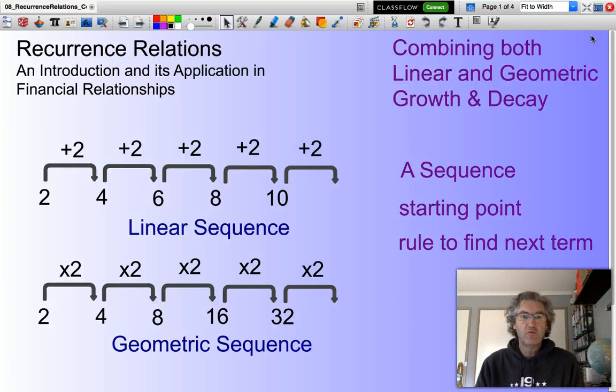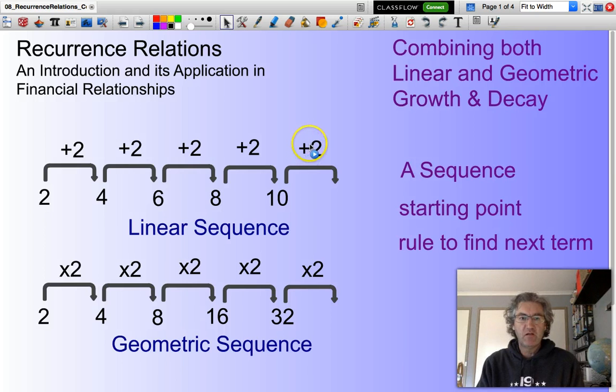Well, hello and welcome. In this presentation, I'll be looking to combine both linear sequences and geometric sequences. Just as a recap, linear sequences are where we add or subtract a value to find our next term. Geometric sequences are where we multiply by a value to find our next term.